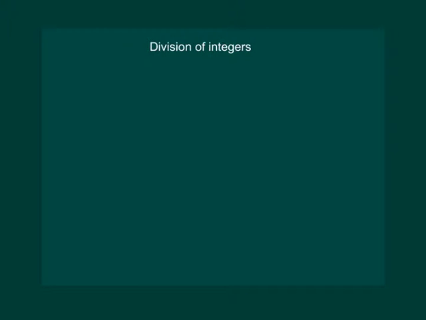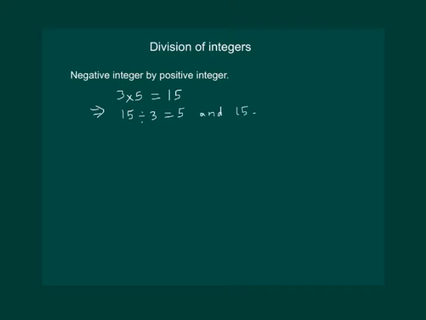Here we start with division of integers. We know that if 3 times 5 is 15, this implies that 15 divided by 3 is equal to 5 and 15 divided by 5 is equal to 3. That means for each multiplication statement of whole numbers, there are 2 division statements.